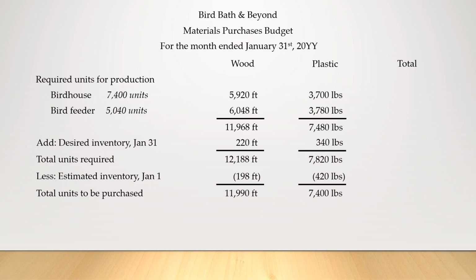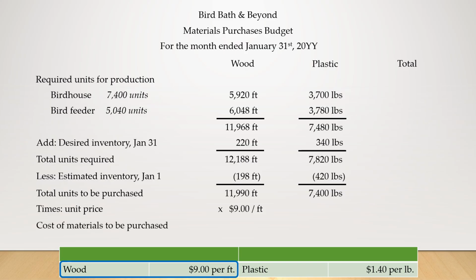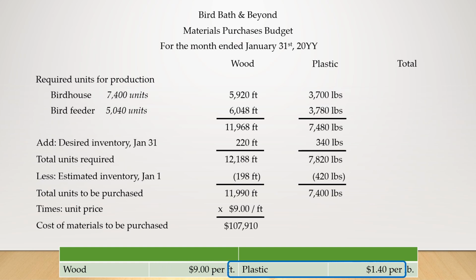Now that we have our total feet and pounds of direct materials to be purchased, we need to convert both these units into dollar amounts. We can do so by multiplying them by their respective unit prices: $9 per board feet of lumber, and $1.40 per pound of plastic. Total cost of material purchases, $118,270.